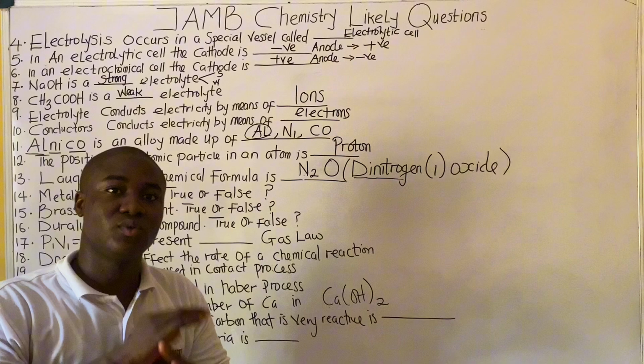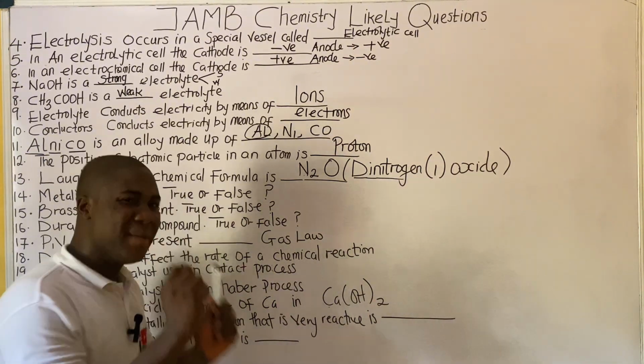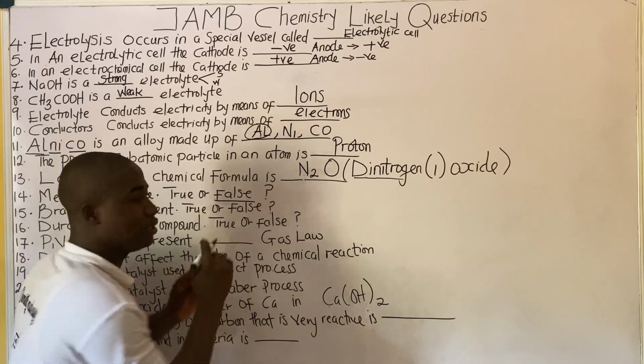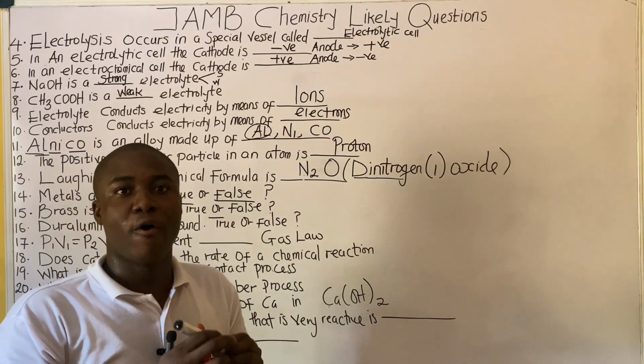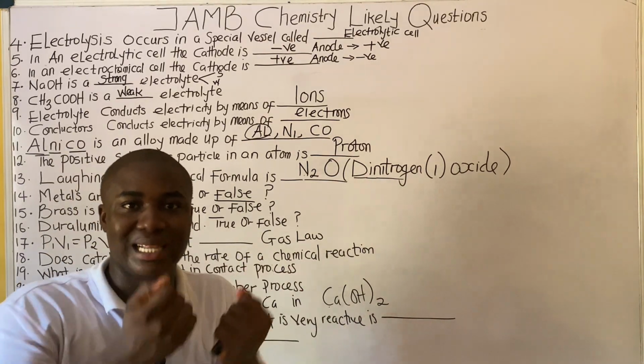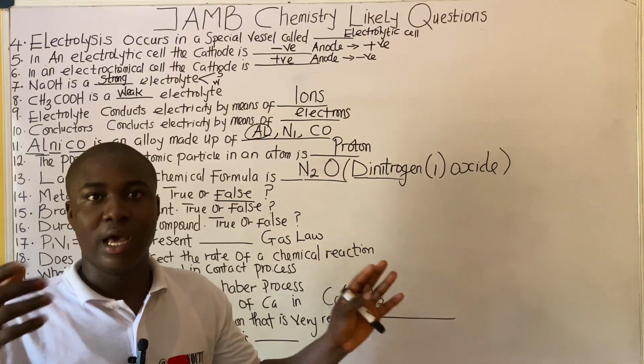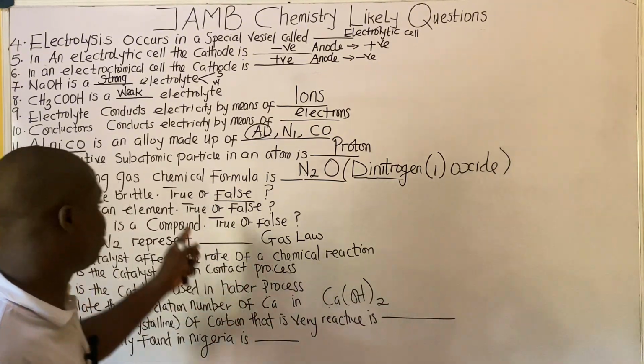Is that true? That statement is false. Metals are hard but not brittle. You have to know what the word brittle means. For a metal to be brittle, it means that metals easily break, and that is not true of metals. Metals do not break easily. So metals are hard, they are not brittle, so this is false.